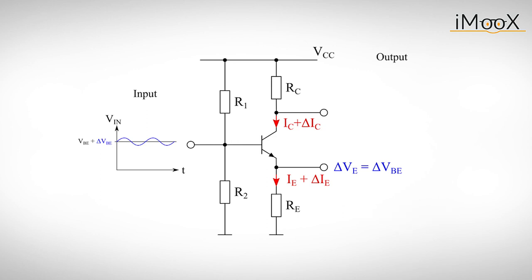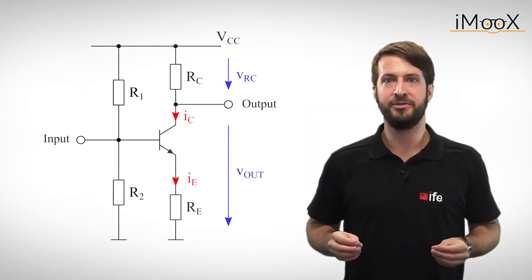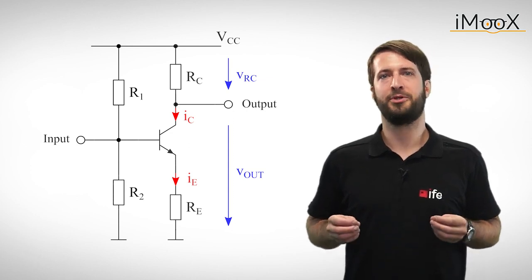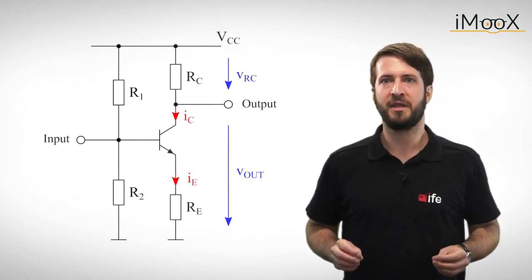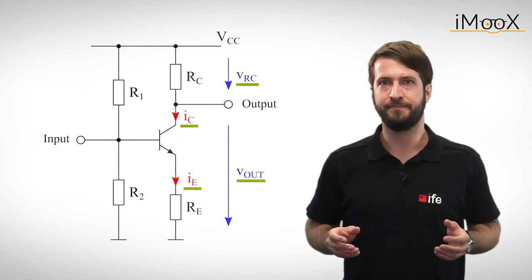The changing emitter current, delta IE, causes nearly the same change in collector current, delta IC, and therefore a changing voltage at the resistor RC, which leads to a changing output voltage, delta VC. And there we have it, a voltage amplifier. We now only want to consider the alternating values of the circuit, since the signals we want to amplify are AC signals. It is common to describe the alternating values with small letters.